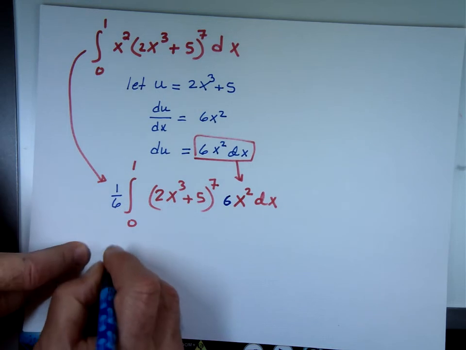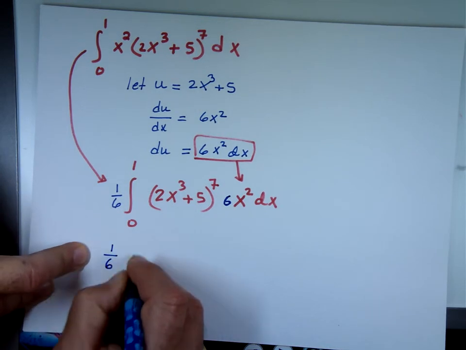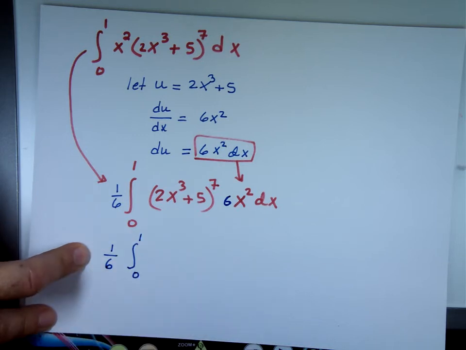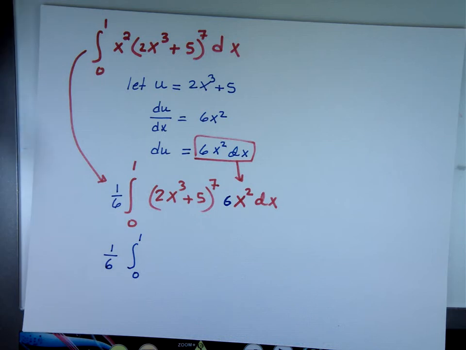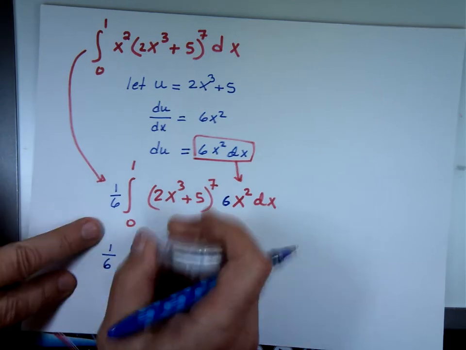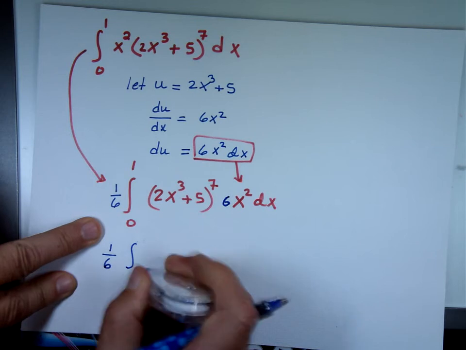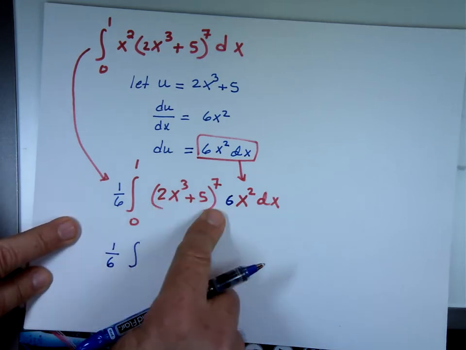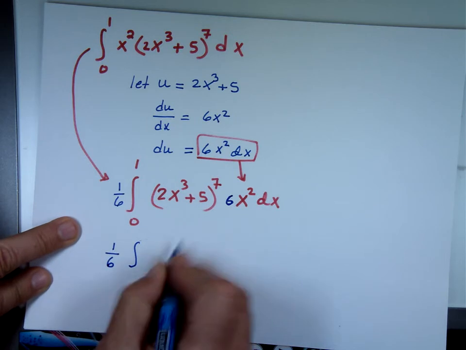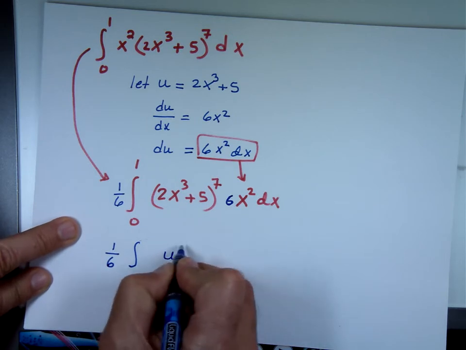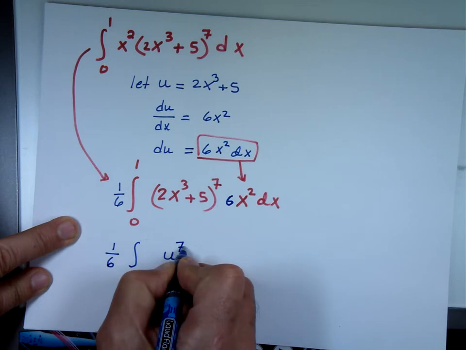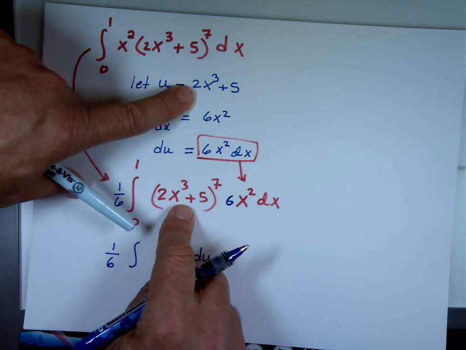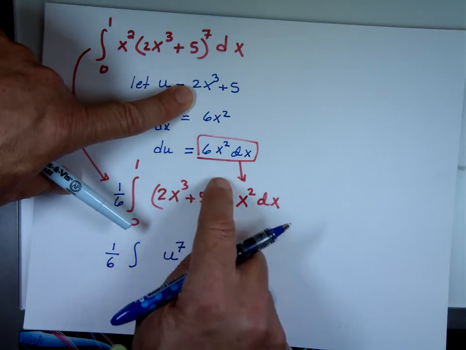That's 1/6, the integral from 0 to 1. Well, now I got to be careful. Notice I gave you a definite integral. Let me wait on this. Let's leave the limits alone here. We're going from where to where? This is going to be u, not y. U to what power? 7, right? du. You agree with that? 2x cubed plus 5 is actually u to the power of 7, and this is du.